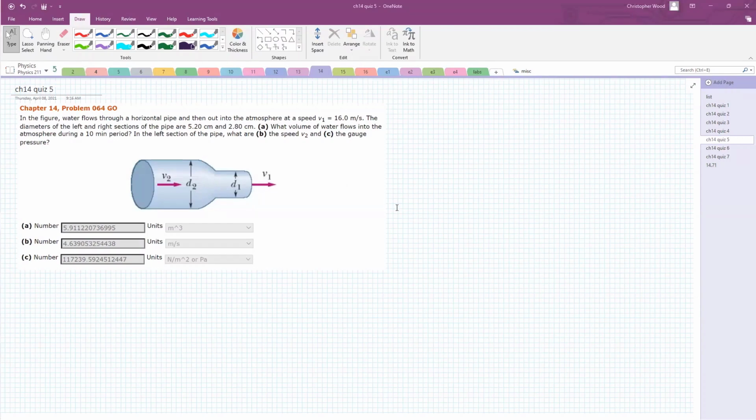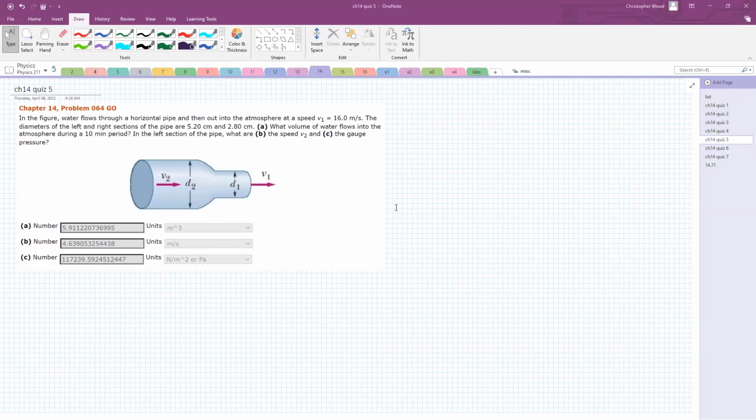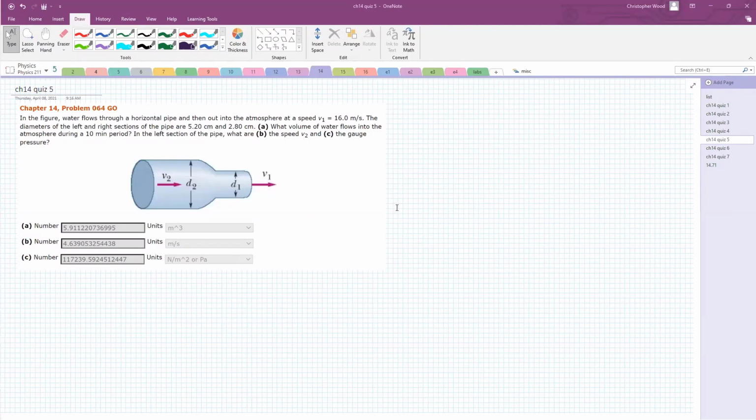Okay, so again, I wanted to find, I think this is it, continuity equation. Okay, so that's enough time. Let's talk through this. We have a horizontal pipe. Water flows through a horizontal pipe and then out into the atmosphere. We know a lot about this pipe. What volume of water flows into the atmosphere over 10 minutes?